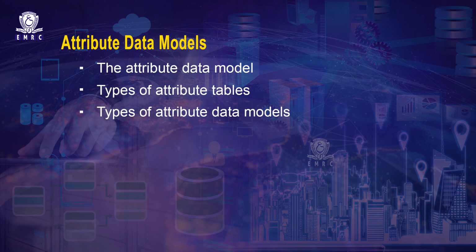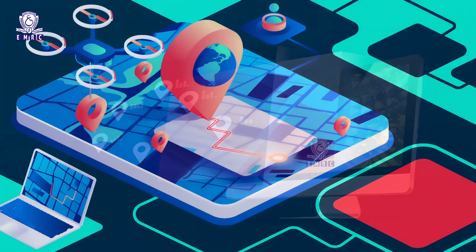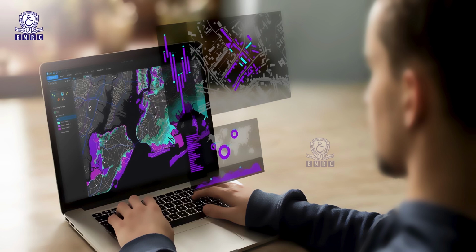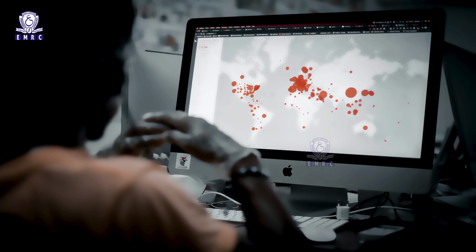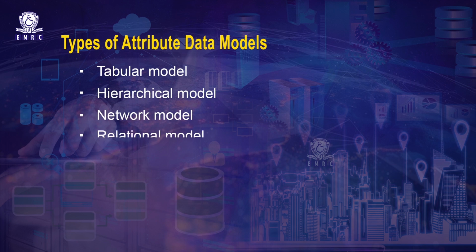Types of attribute data models. A separate data model is used to store and maintain attribute data for GIS. These data models may exist internally within the GIS software or may be reflected in external commercial database management software. A variety of different data models exist for storage and management of attribute data. The most common models are tabular model, hierarchical model, network model, relational model and object oriented model.